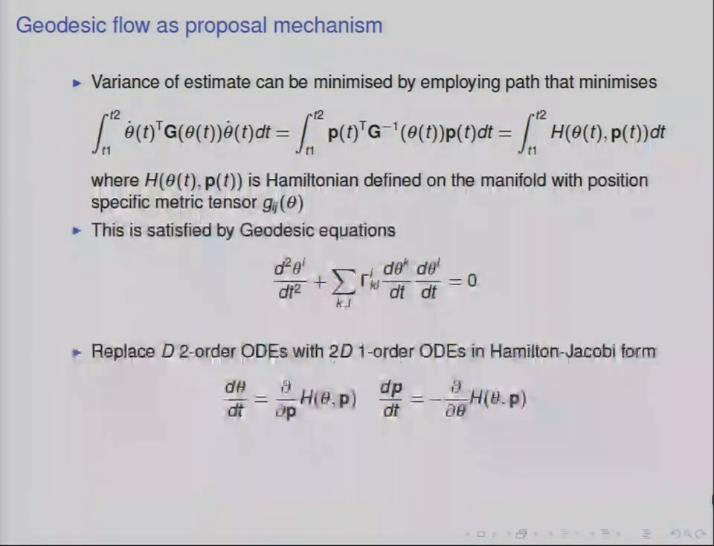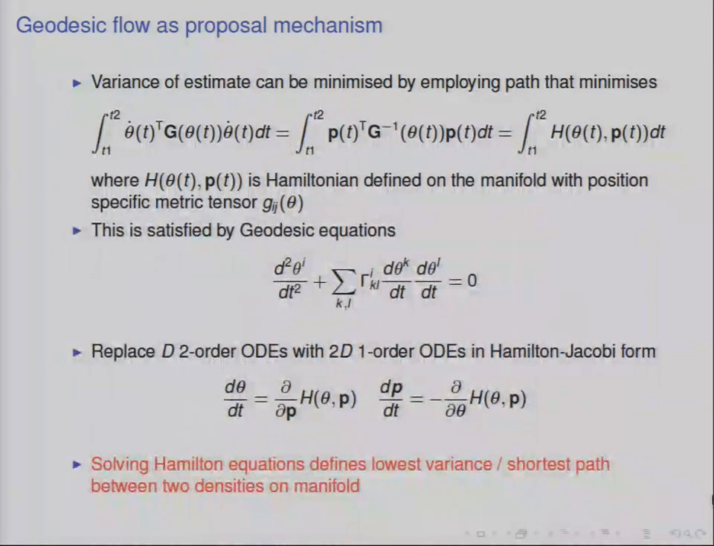So in other words, if we solve Hamilton's equations, we solve the geodesic equation, and the solution of the geodesic equation, in other words the path, minimizes the variance of any estimate under independent sampling between two distributions. So it gives you the most compact path, if you will, in terms of entropy, in terms of information loss and so forth. And I think that's pretty cool. So solving Hamilton's equations defines the lowest variance, or the shortest path, between two densities on the manifold.